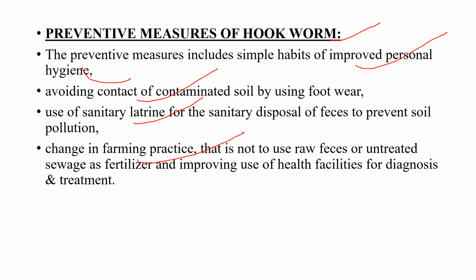Okay, next is changing the farming practice. What happens is that the farmer used to use raw fecal materials as a fertilizer for the plant. So we have to change the farming practice, like using other fertilizers, or before using the raw feces or fecal matter, the farmers should check whether the animals have any kind of infection or not. After that only should the fecal matter be used by the farmer.